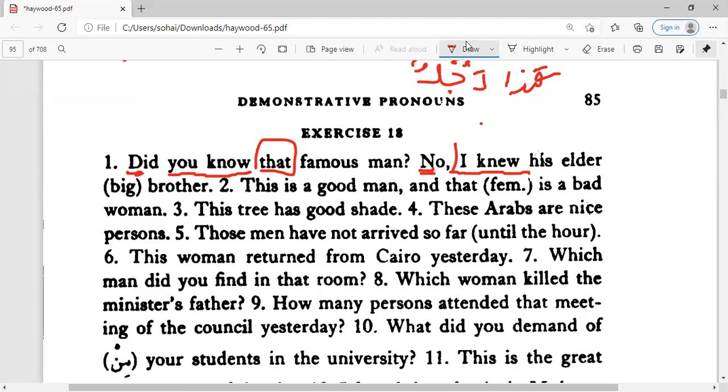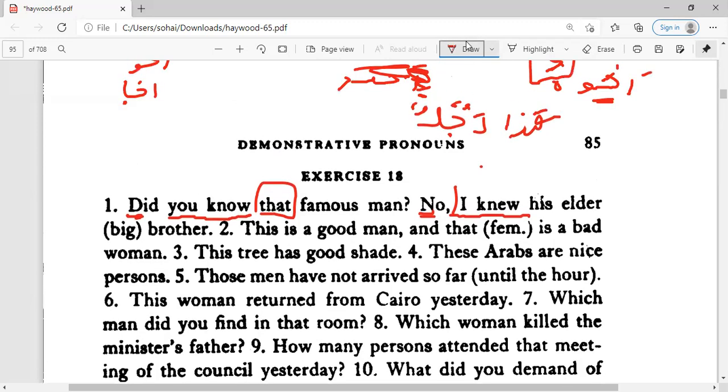Dhalika is for masculine. Because we want to say woman, we use feminine, which is tilka. You have to memorize all that, but I'm telling you now because we just did it today. Tilka. Woman is imra'atun. Imra'atun. And imra'atun is bad. Bad woman.